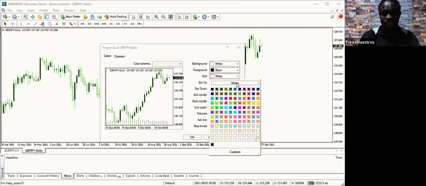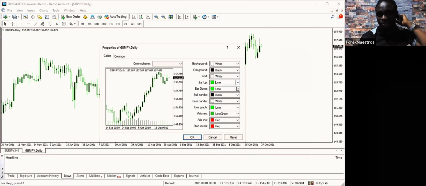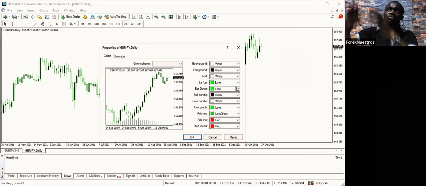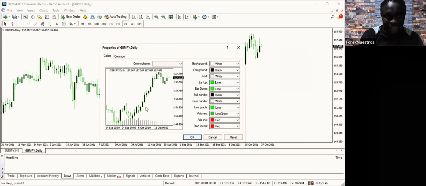So my bar up is green. My bar down also is green. But I want to differentiate between the candles when price is moving up and when price is coming down. Bar up is the line around candles that are going up, and bar down is the line around the candles that are coming down, when the price is falling. The outline around them is both green.